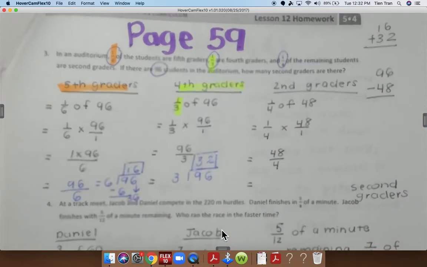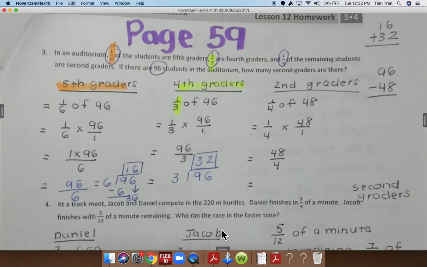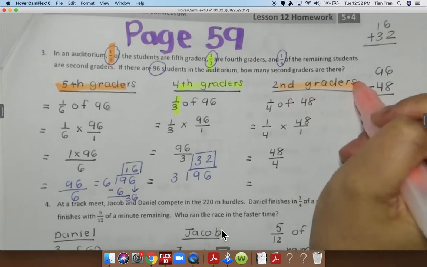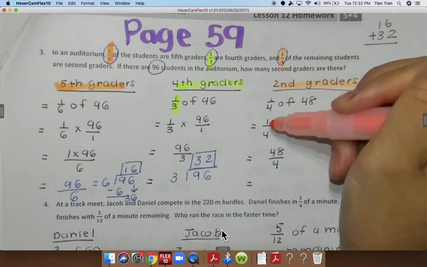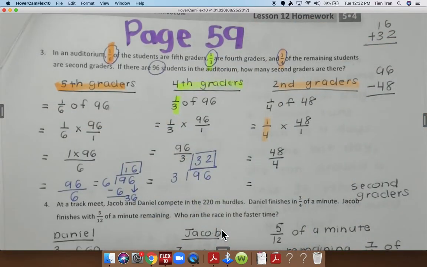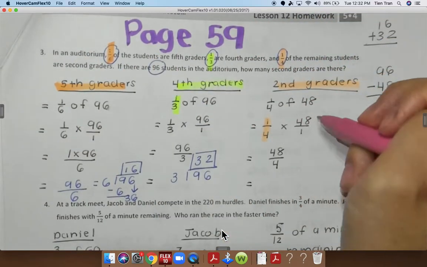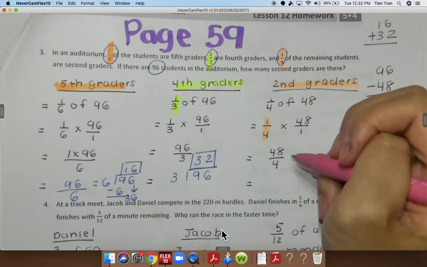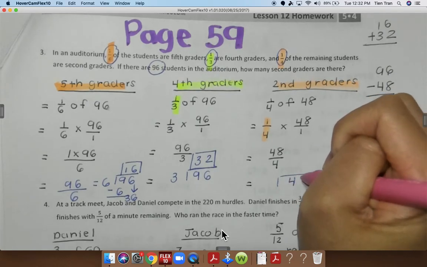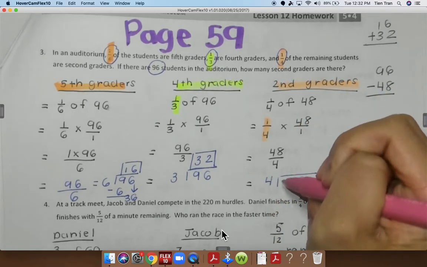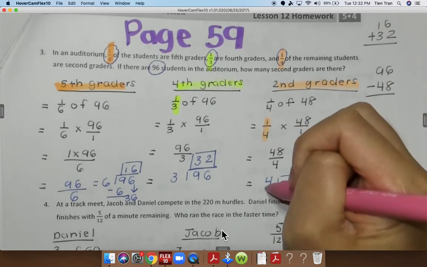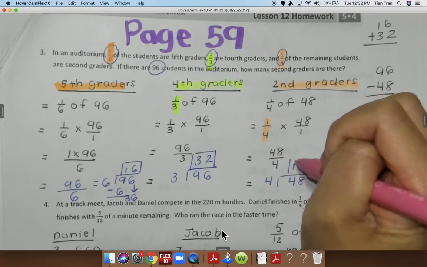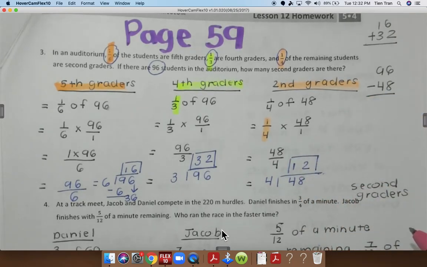For the last problem I have over here, it says 2nd graders. And for 2nd graders, it tells me that there is 1/4 of the remaining for 2nd graders. So I am multiplying. 1 times 48 is equal to 48, and 4 times 1 is equal to 4. So now I am going to divide 48 divided by 4. 4 can go into 4 1 time, and 4 can go into 8 2 times. So my final answer is equal to 12.